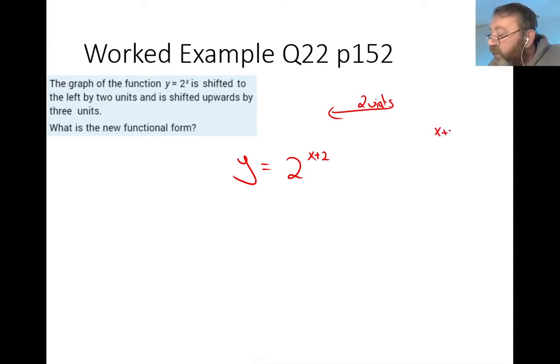Because if I take x plus 2 and I set it equal to 0 and solve it, that's where the minus 2 comes from. That's 2 units back. So if x is equal to minus 2, which is going back to the left, then x plus 2 equals 0. So you put a plus 2 after that.